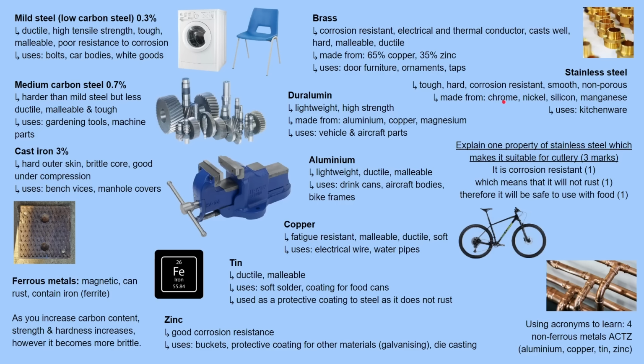So an alloy is a mixture of 2 or more metals, basically normally to enhance properties. So brass, stainless steel, and beryllium. Brass is an alloy of 65% copper and 35% zinc. It's corrosion resistant. It's an electrical and thermal conductor. It casts well. It's hard, malleable, and ductile.